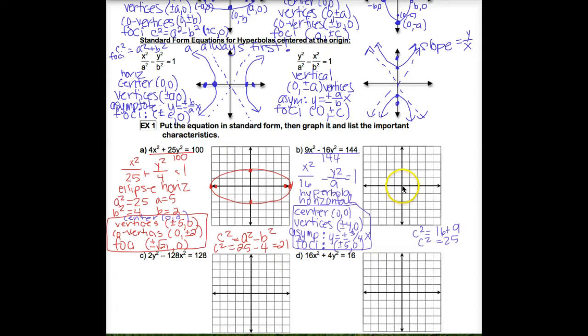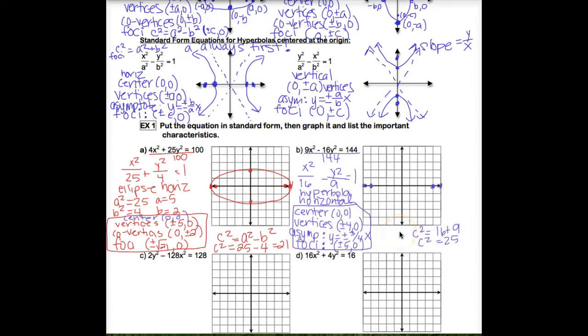So center is at 0, 0. My vertices are at 4, 0 and negative 4, 0. So here are my vertices. My foci are just one more in. Remember that foci are always on the inside when we have parabola shapes, which a hyperbola is just like two parabolas there. So now I just need my asymptotes because that's going to tell me how wide it is.